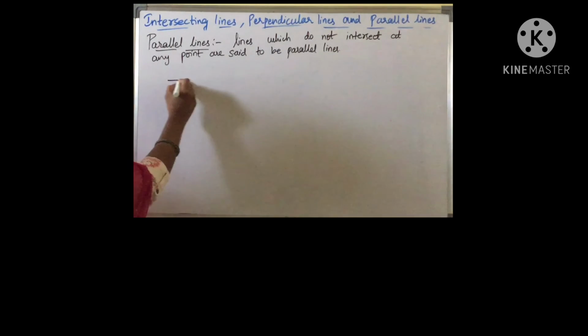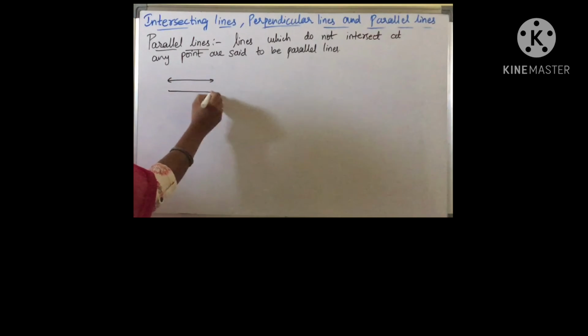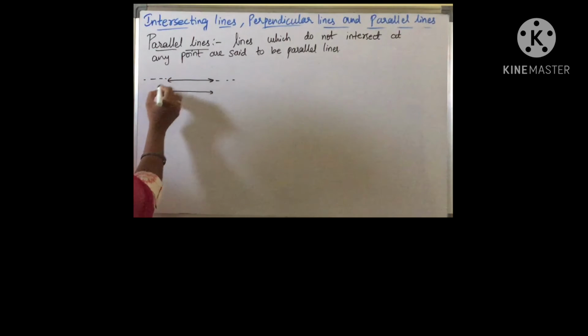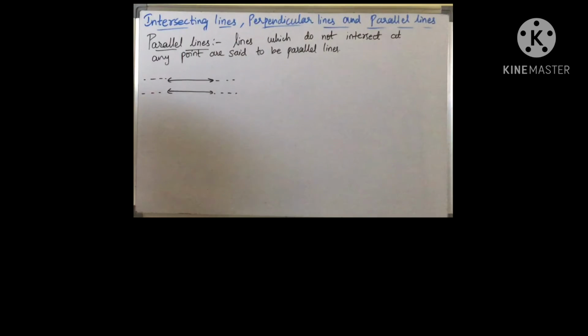Here this is one line and this is another line. When you extend them endlessly in both directions, they never meet at any point. Then these types of lines are called parallel. So lines on a plane that never meet are always the same distance apart. They have the same distance apart. So these are called parallel lines.